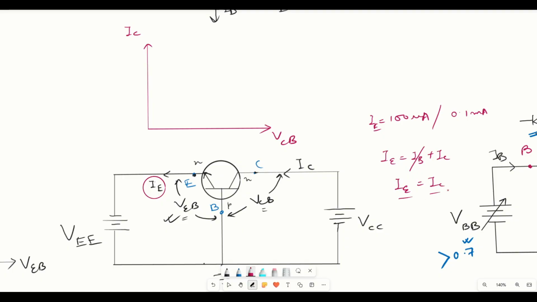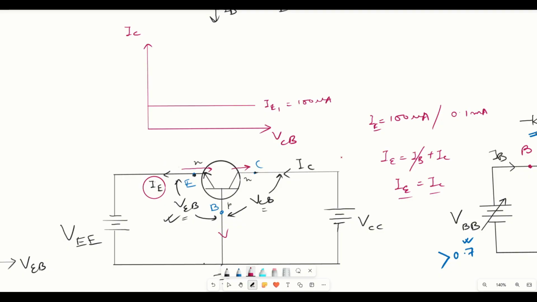So if this is the case, then output would be, as we know, IE equals to IC means this will be the response. So let us consider this is the response across IE1. So IE1 is suppose 100 microampere, right? So if base current is 0, then whatever is moving in through the emitter, same amount of electrons will go to the collector. So IE equals to IC.